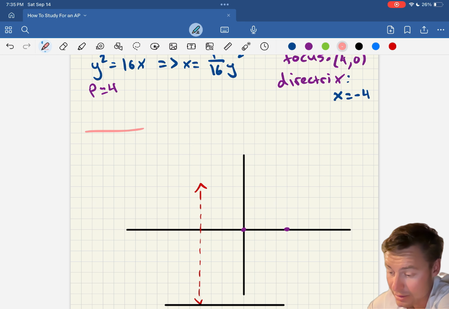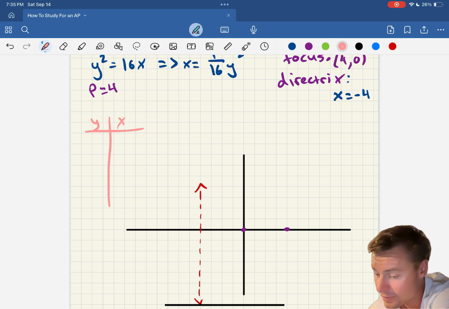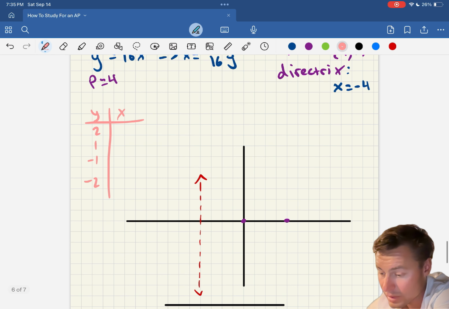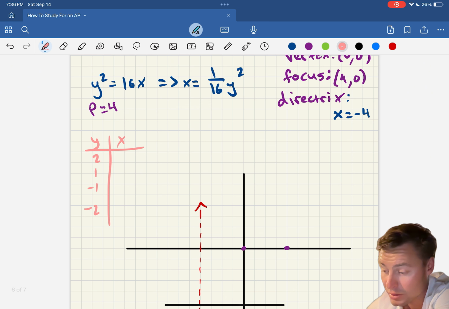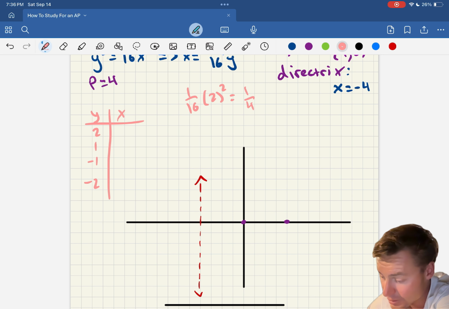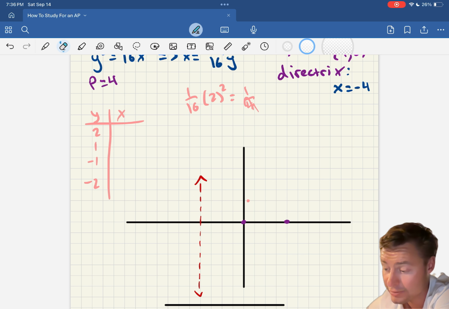So I'll make a table of values, y and x. For y, I'll go ahead and choose 2, 1, and then -1, -2. When y is 2, I'll have 1 over 16 times 2 squared, which is 1 over 16 times 4, which is 1/4. So I'll go ahead and plot that. When y is 2, x is 1/4. Let's pick some better values for my table because this is going to be hard to graph. Let's pick some values that are going to give me something easier to see.